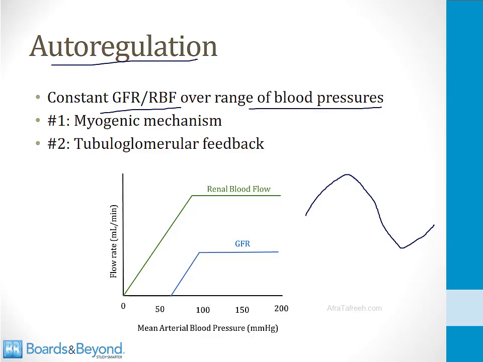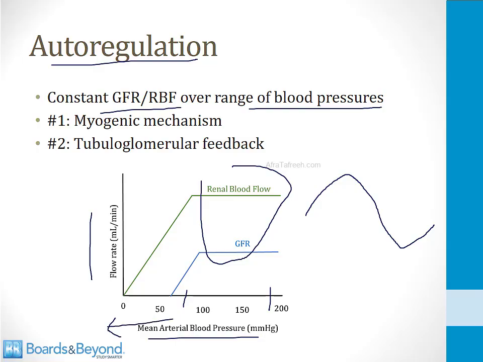This is what GFR and renal blood flow look like shown on the screen here. The mean arterial blood pressure is on the x-axis, and the flow rate for the renal blood flow, or GFR, is on the y-axis. And you can see that anywhere from about 80 up to about 200, the kidneys can maintain the same blood flow and the same GFR. This process is called autoregulation. Only if your blood pressure gets very, very low do you start to see a drop in renal blood flow and GFR.